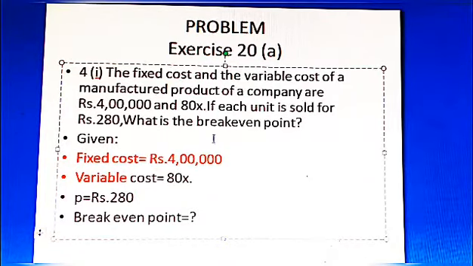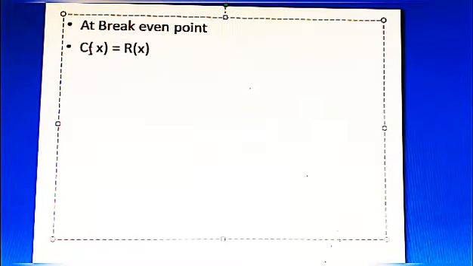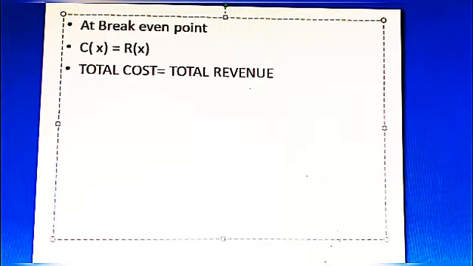What is the meaning of break-even point? The company has neither profit nor loss. So that is called break-even point. So what is the formula for break-even point? At break-even point, C of x is equal to R of x, which means your total cost will be equal to total revenue. In the previous video we saw some of the terms related to business. Total cost will be equal to total revenue.